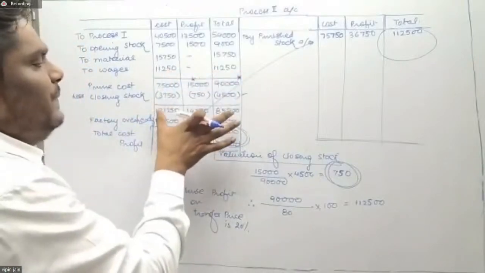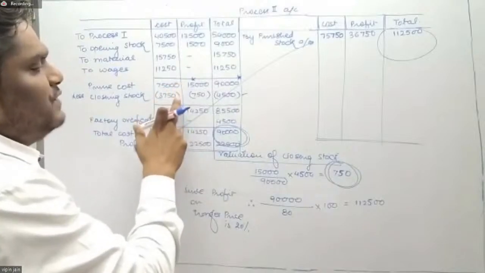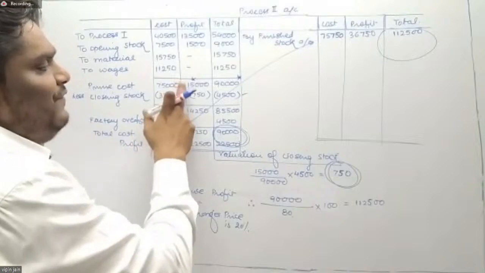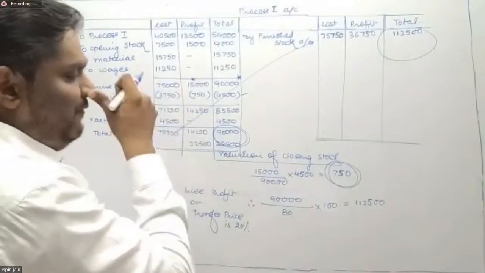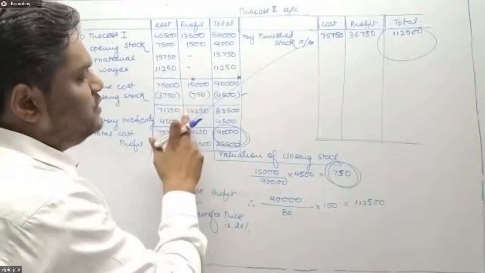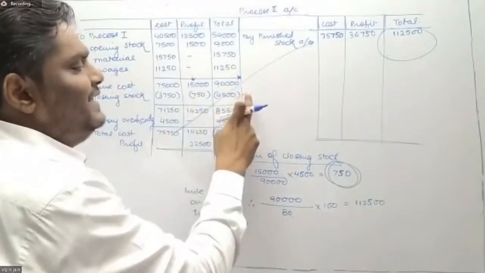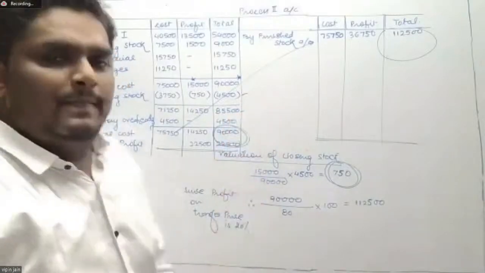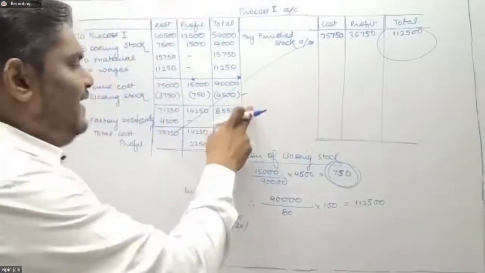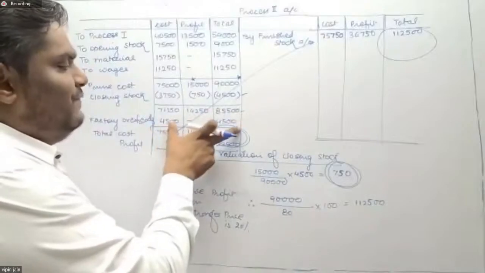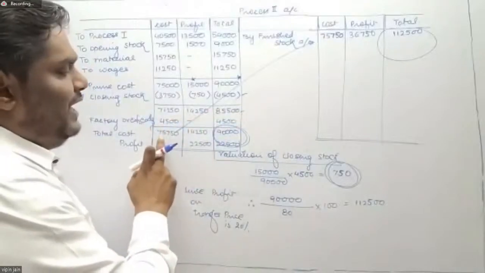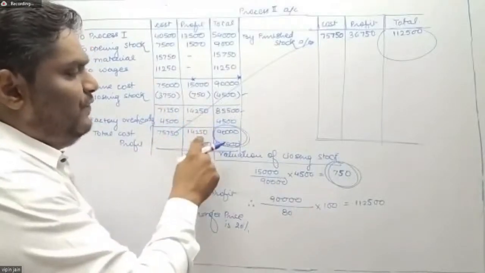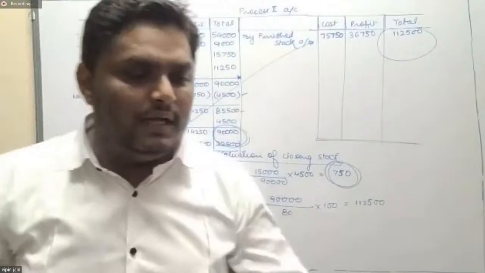Now closing stock will be deducted. So 75,000 minus 3,750, that will be 71,250. 15,000 minus 750, that is the profit element involved in closing stock, so 14,250, and 90,000 minus 4,500, that is 85,500. Now in this we will add the factory overhead, that is 4,500, to derive the total cost, that is 75,750 and 14,250, and in aggregate 90,000.